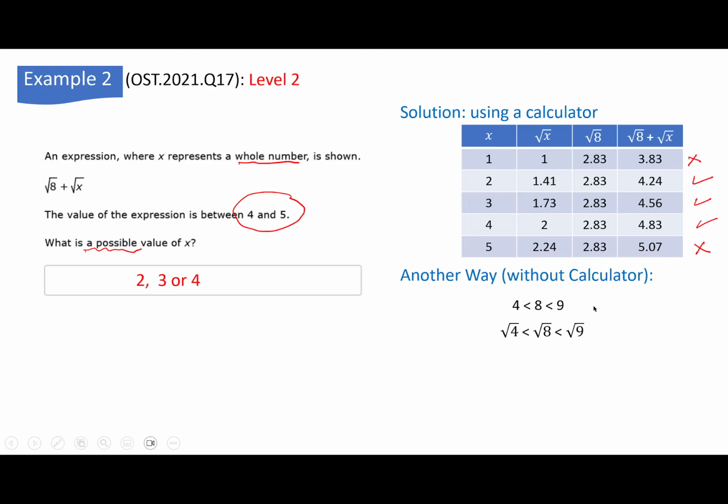Square root every term. You get square root of 8 is between 2 and 3. Now I'm going to add a square root of something here to make it between 4 and 5. So I have to add 2. If I add 2 here, I add 2 here, 2 is square root of 4. So you get square root of 8 plus square root of 4 between 4 and 5, and that gives you the answer 4. You don't need to find all the answers, just one will be good.